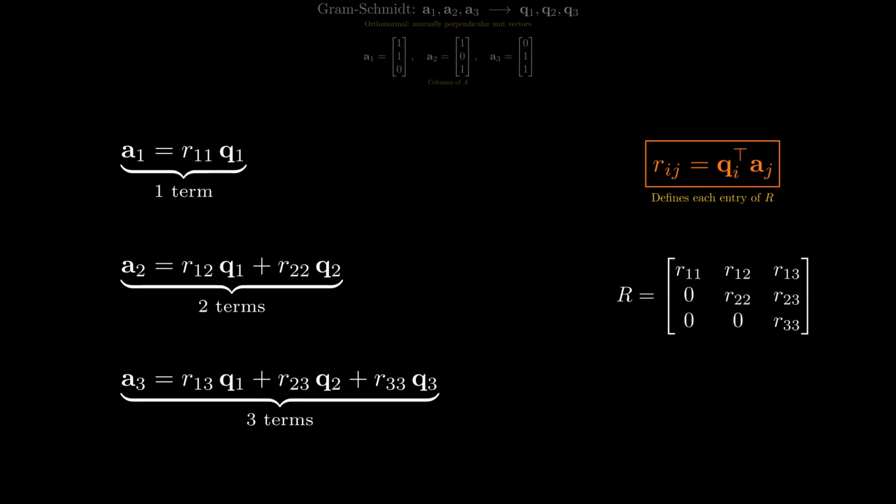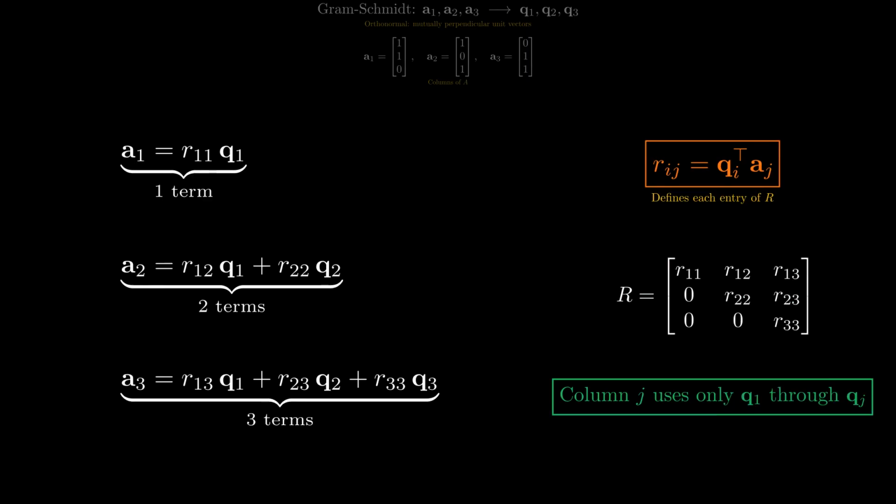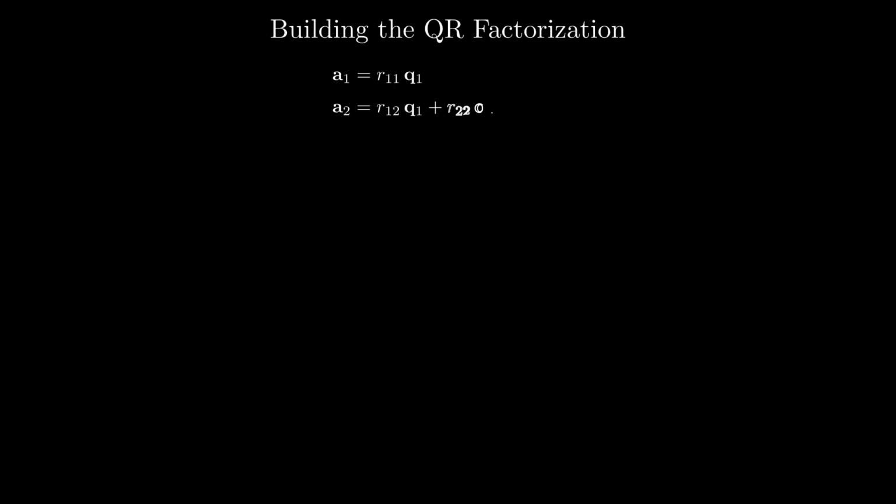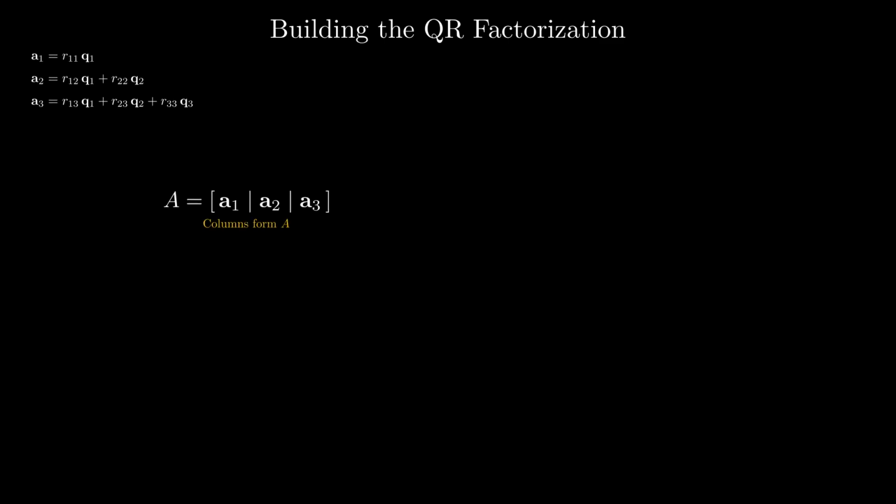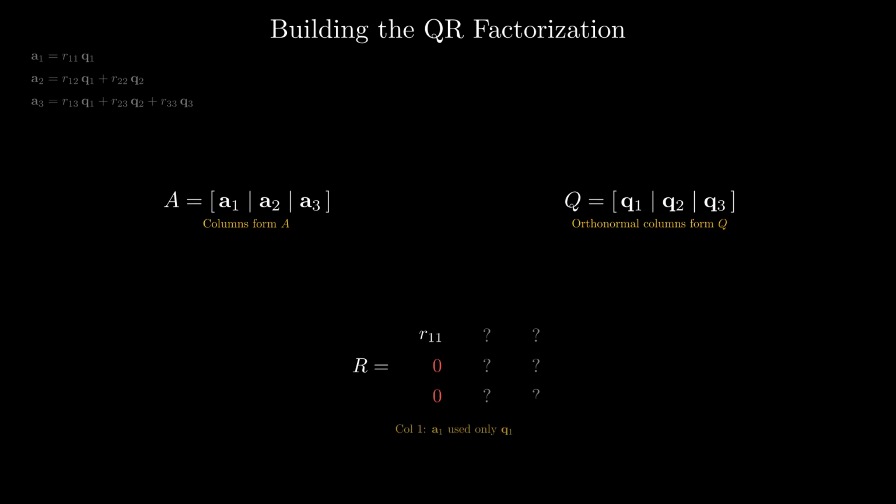Notice the pattern. Column j uses only q1 through qj. This triangular pattern of increasing terms is exactly why R turns out to be upper triangular. Now let's line up these 3 equations side by side. The vectors a1, a2, and a3 become the columns of a matrix A. The orthonormal vectors q1, q2, and q3 become the columns of a matrix Q, and the coefficients arrange themselves into a matrix R. Let's see how R fills in column by column.